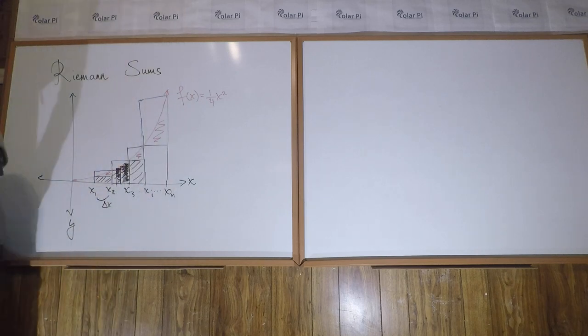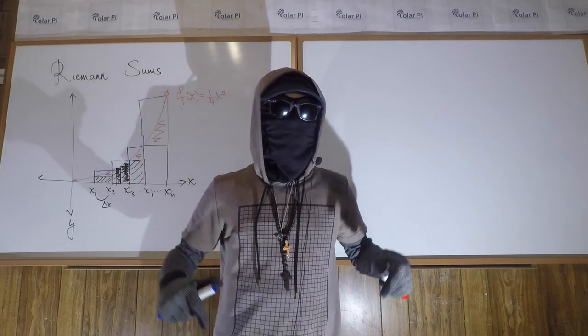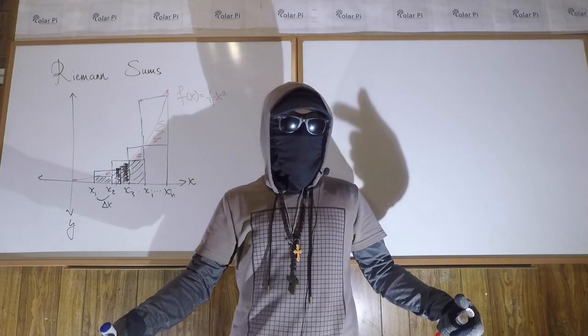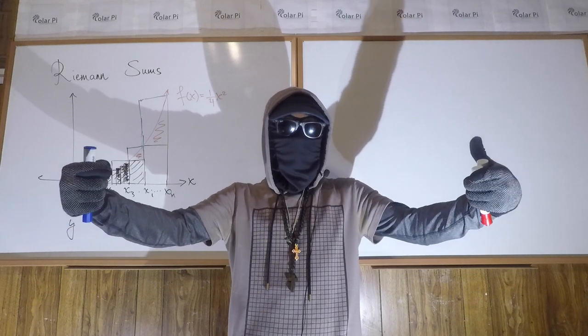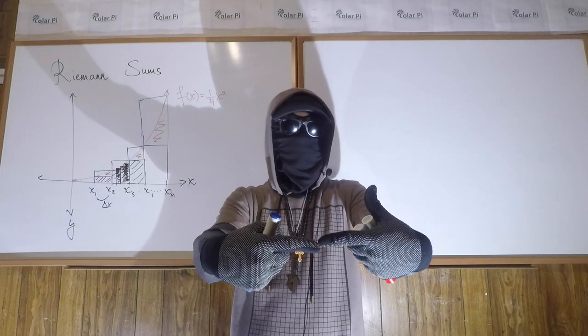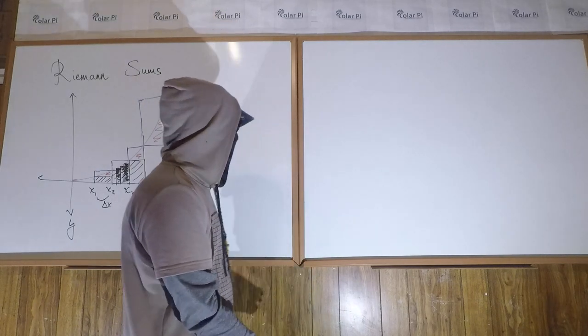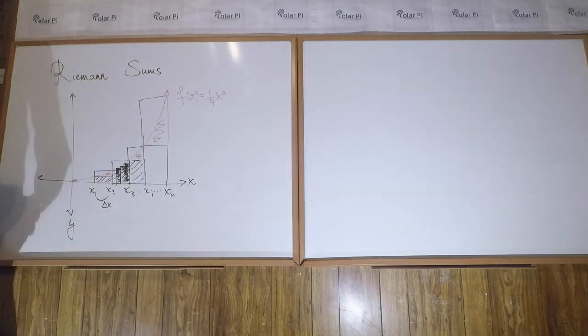Okay, and what Spivak says really neatly in that calculus book is that the real value of the integral is when the left Riemann and the right Riemann are the same value. Yeah, and of course that happens when delta x goes to zero, right? Okay. But yeah, you get it.